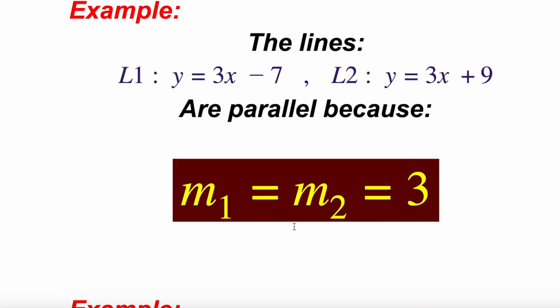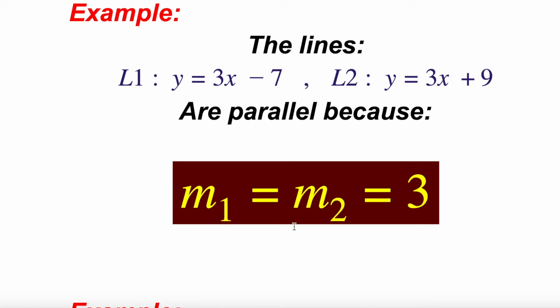Example, what about these two lines? y equals 3x minus 7 and y equals 3x plus 9. Are they parallel or not? As you notice, the slope is the linear coefficient, the number before x to the power 1, so 3. And the slope here also is 3, so m1 equals m2 equals 3, so the lines are parallel.